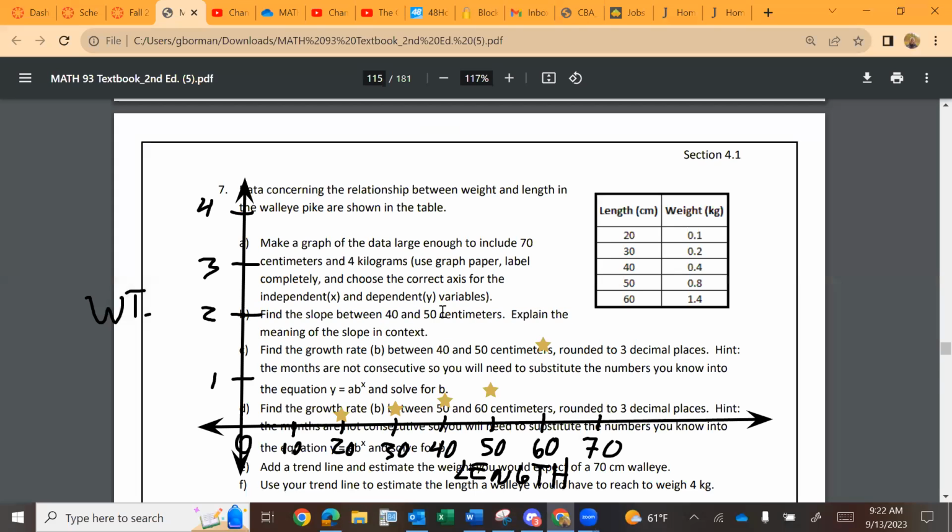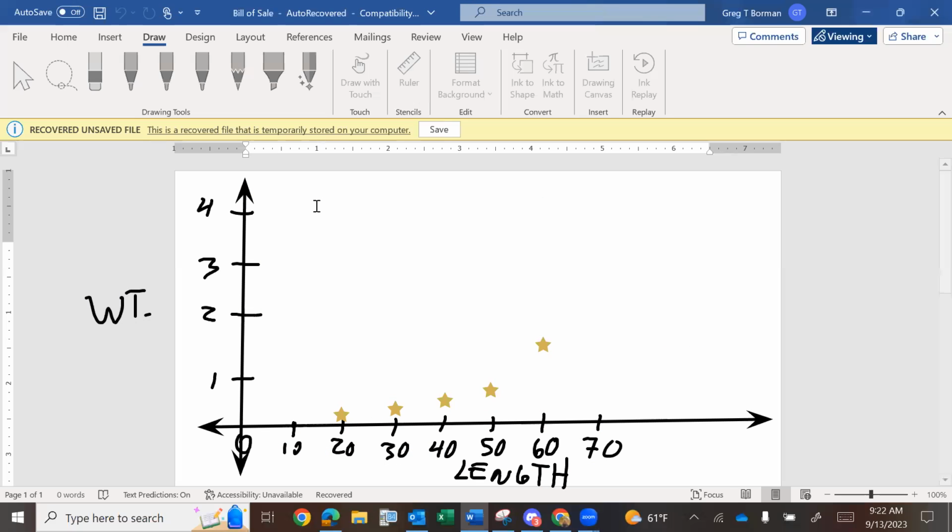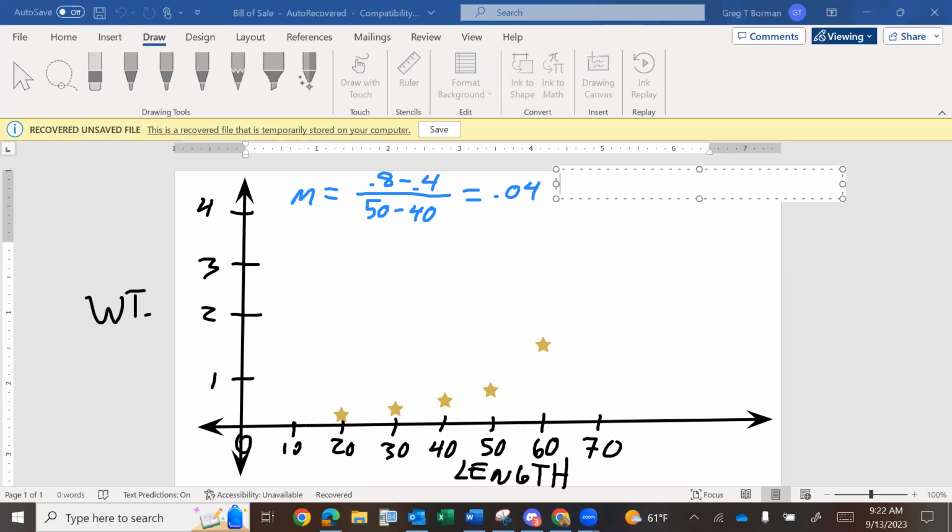Okay, so between 40 and 50, just so I've got room here, I'm gonna come back to this. And so we're gonna do it just like we always did in the past. The slope is the difference of the y values divided by the difference of the x values, which will be 0.04. And what does that mean?